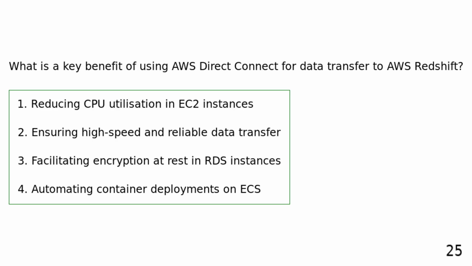What is a key benefit of using AWS Direct Connect for data transfer to AWS Redshift? Reducing CPU utilization in EC2 instances. Ensuring high-speed and reliable data transfer. Facilitating encryption at rest in RDS instances. Automating container deployments on ECS.